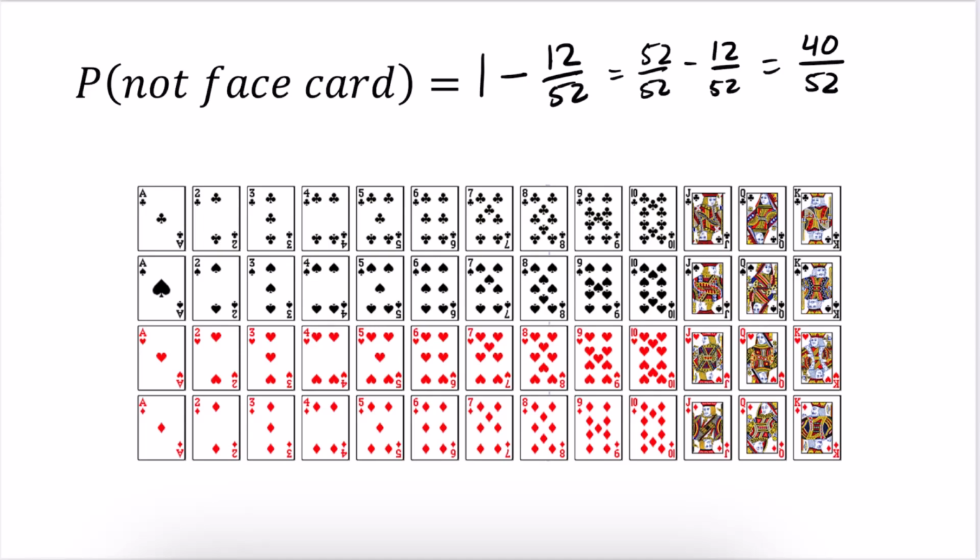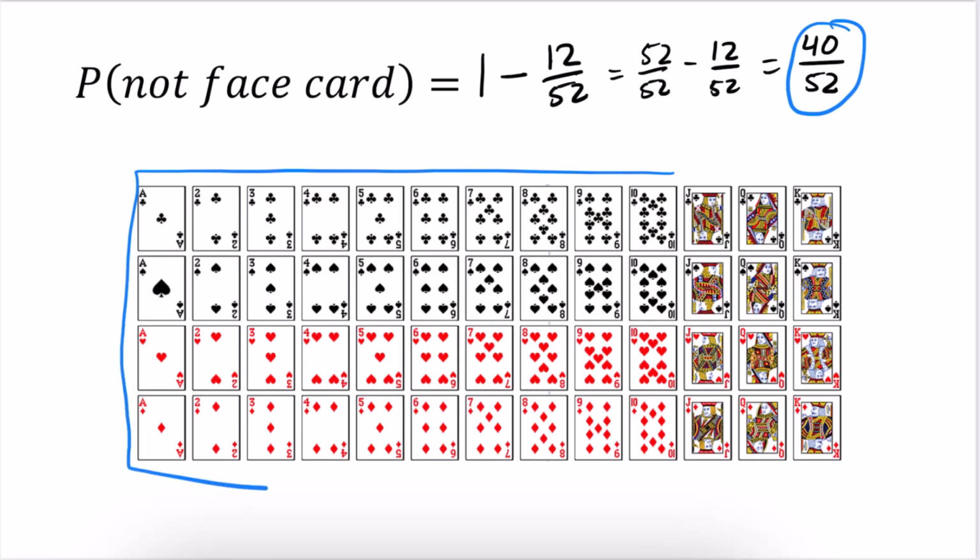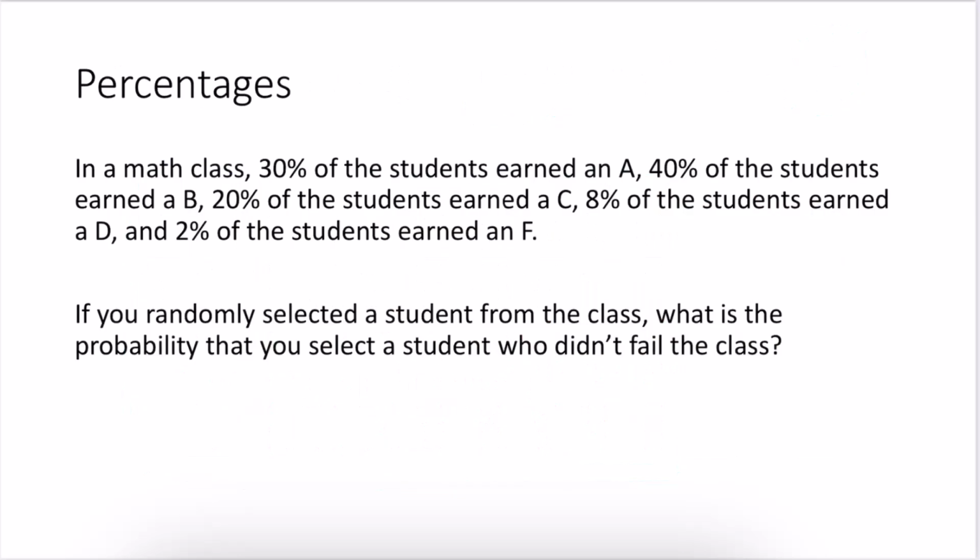Now, you could have also got this same 40 out of 52 answer by counting up the fact that there's 40 non-face cards. So on your lesson, you really can solve them either way, but I wanted to introduce this to you because it's going to be useful later on in our unit when we do more complicated probability. So that's how you would do that example. And you can also do this with percentages.